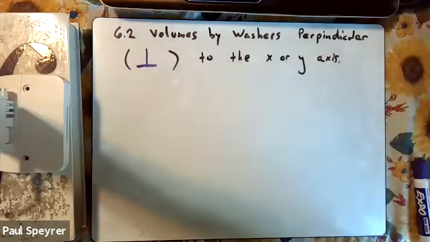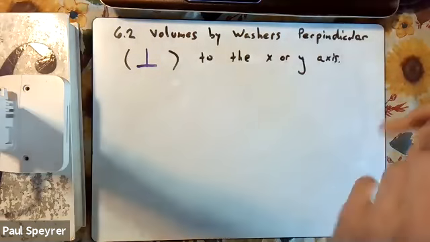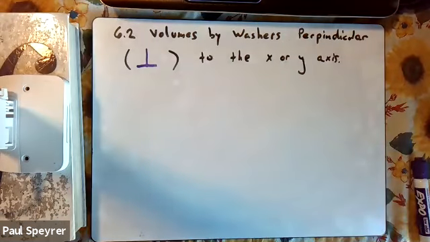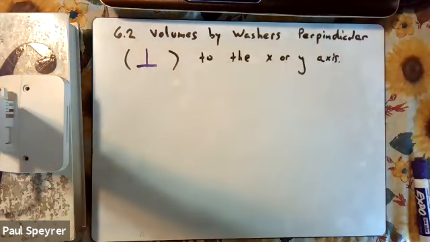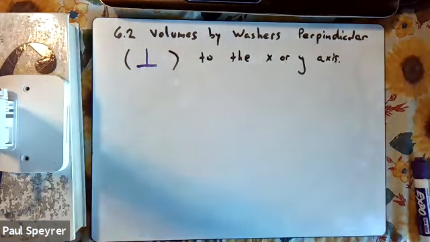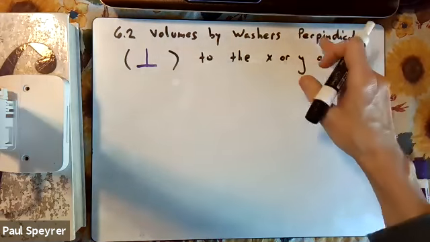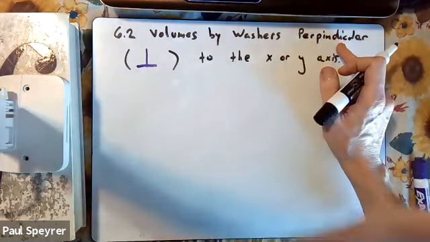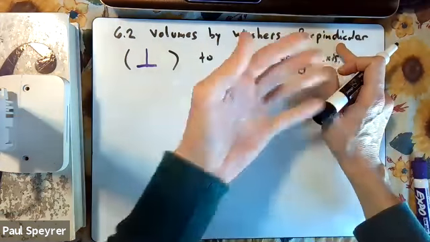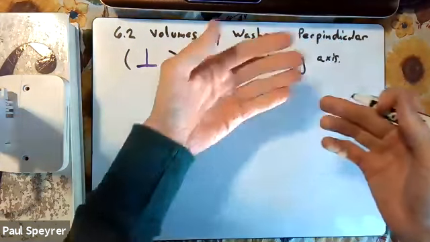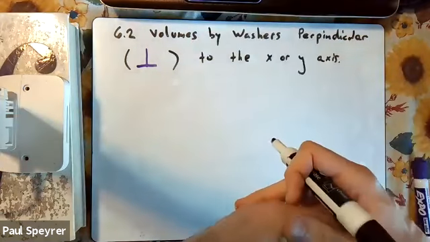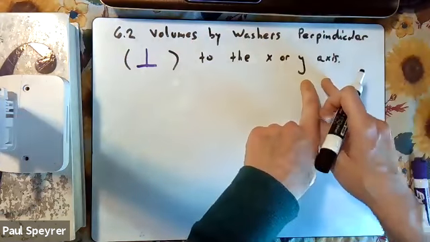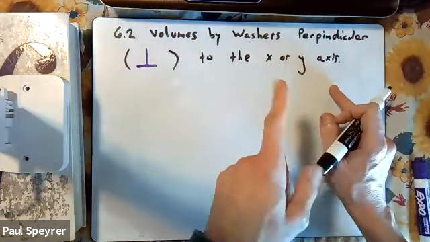All right, so continuing with the second part of 6.2, this is going to be a lecture on volumes by washers perpendicular to the x or y axis. Now, when you see or read the phrase perpendicular to the x axis, that just means you're rotating it around the x axis, or perpendicular to the y axis means you're rotating it around the y axis.